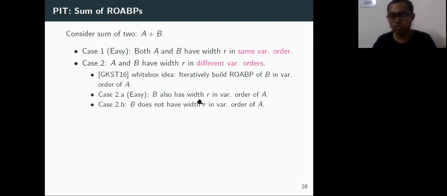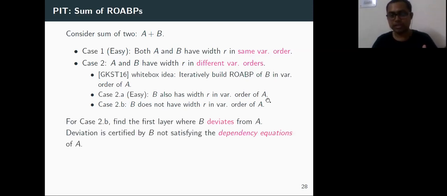Now we have this promise. So this means that for case 2B, we will encounter some first layer where B will deviate from A. What I mean by deviation is that this deviation is certified. If A plus B is non-zero, there will be a first layer where B will not have width R in that layer. The widths will blow up. There B will not follow the dependency equations of A. It will not have the same ROABP structure in that layer. So there will be a first layer which will appear. I am not defining it formally, but conceptually it means this: layer by layer you build the ROP, and there will be a first layer where it will not work.